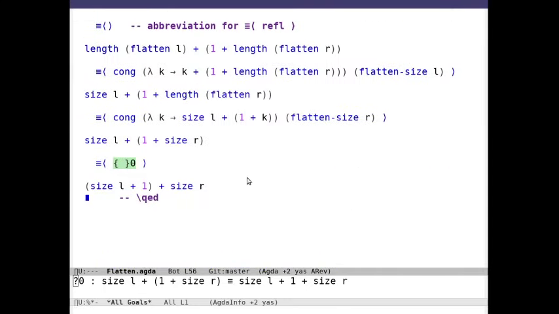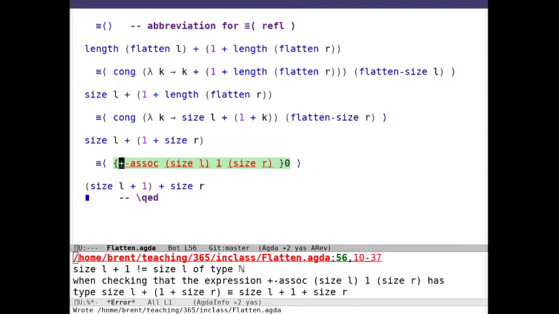So I just need to use the fact that plus is associative, right? So if I say plus assoc, and plus assoc I think takes 3 arguments, which are the 3 numbers that were, so size L, 1, and size R. Alright, if I say, it says error. What the heck?